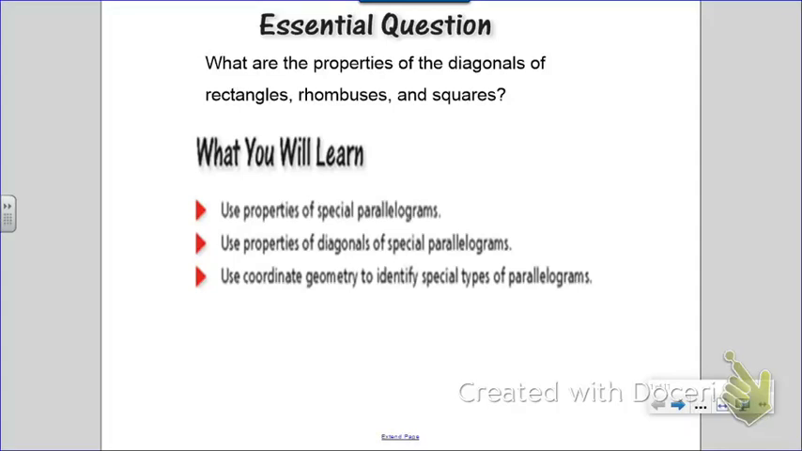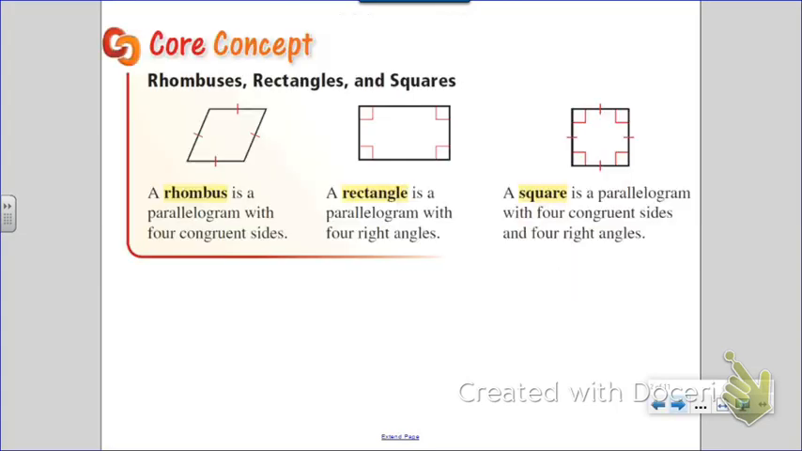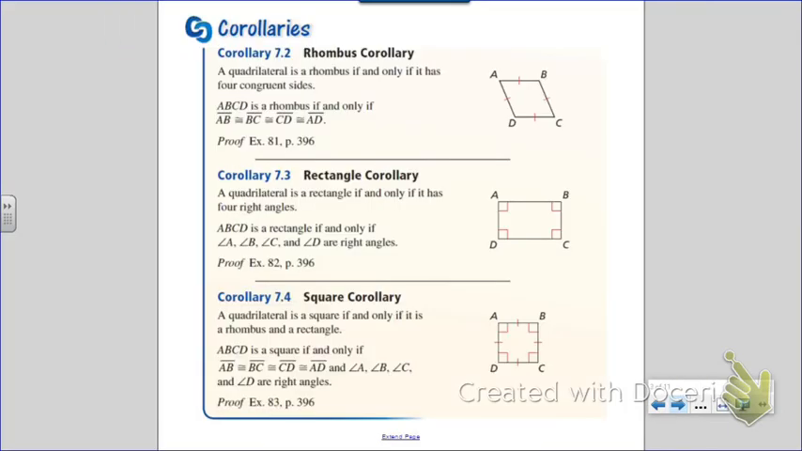Today we'll look at rectangles, rhombuses, and squares. A rhombus is a parallelogram with 4 congruent sides. A rectangle is a parallelogram with 4 right angles. A square is a parallelogram with 4 congruent sides and 4 right angles.